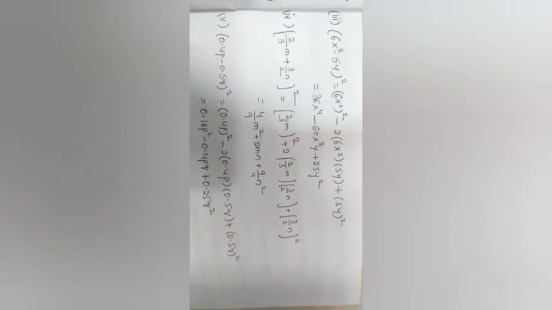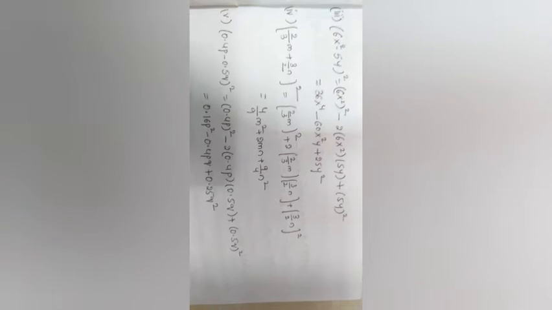Third bit, it is in the form of a minus b whole square. It is in the form of a plus b whole square. It is in the form of a minus b whole square, fifth bit. Sixth bit is in the form of a plus b whole square. Fourth question. See, just they have to simplify.